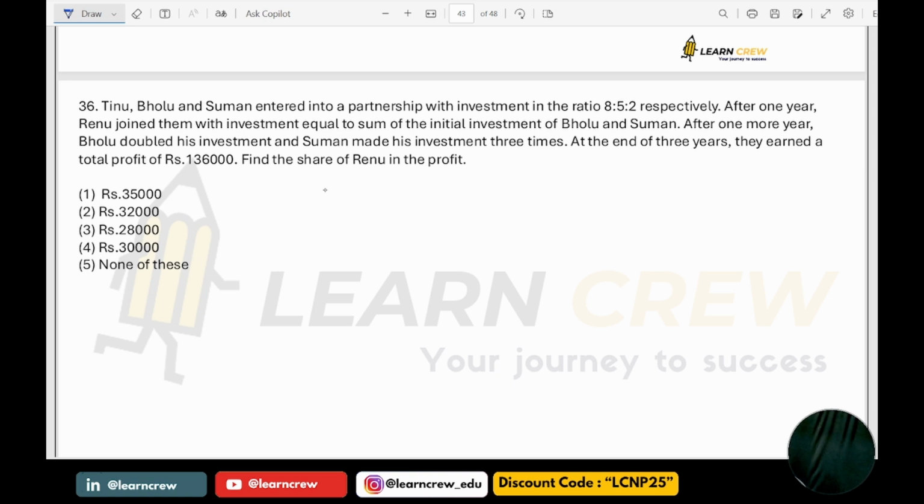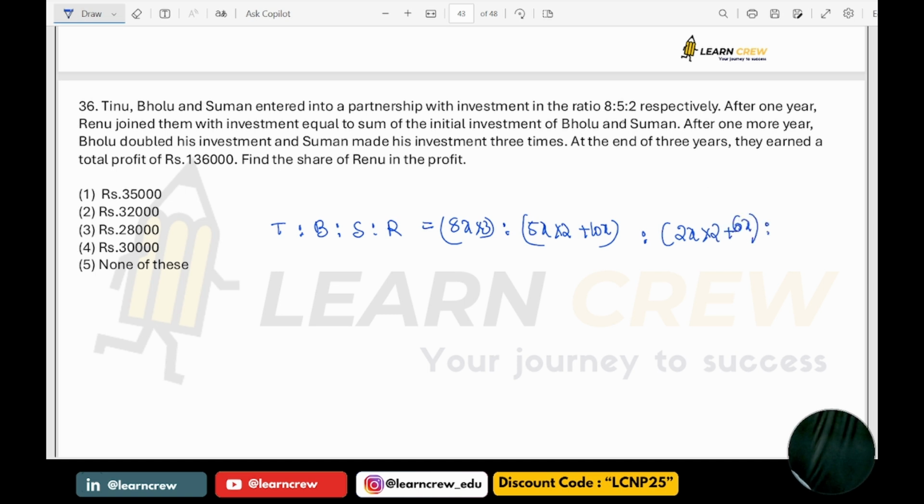What is the total ratio of the shares of profit? Please see here. Here you have Tinu, Bolu, Suman and Renu. One is 8x for 3 years directly, the other 5x for 2 years and then double, 10x for 1 year. Then the third person 2x for 2 years, then triple, so 6x.